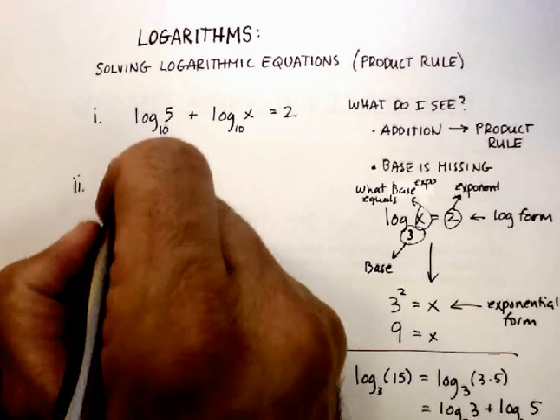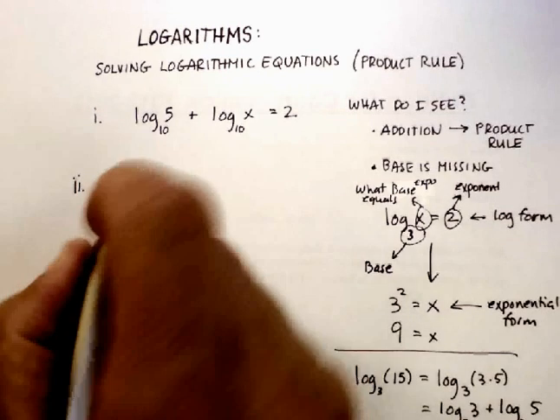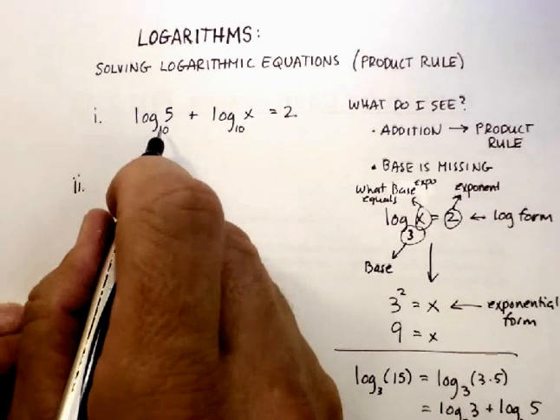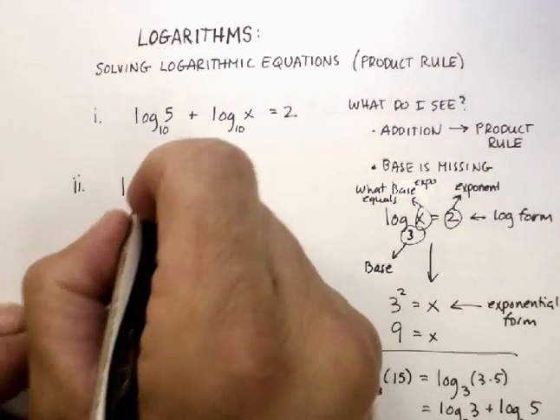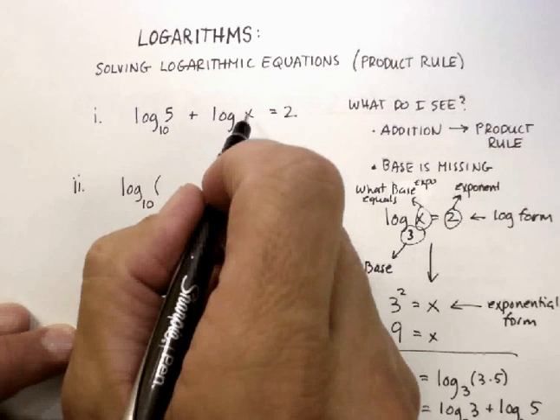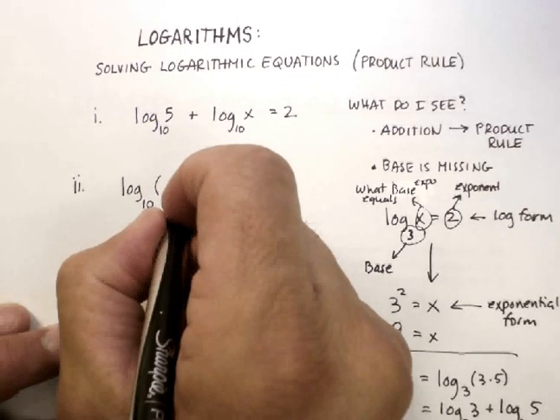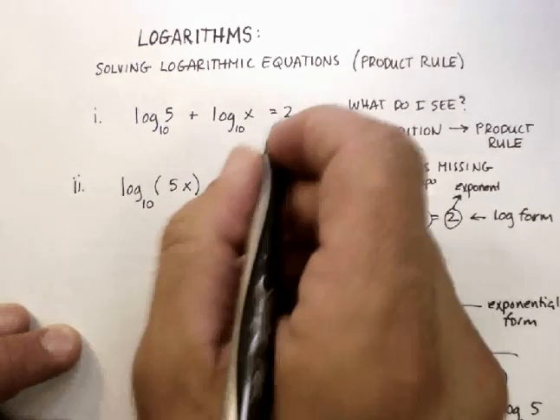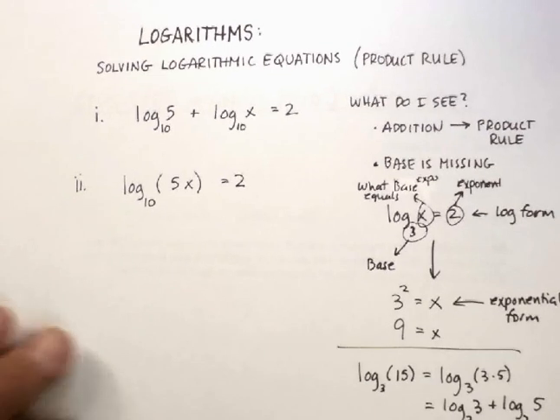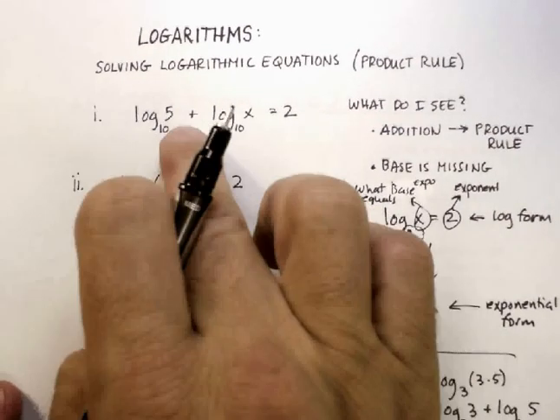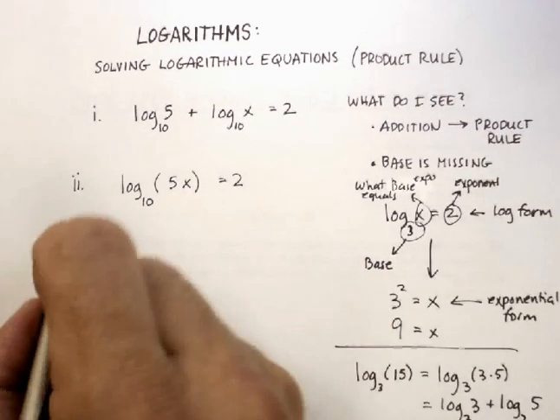So going back up here, how can we rewrite this problem as a product? Well, it's going to be log, again, base 10. I just know that it's a 10 because even though it's not appearing there, we know that it's base 10. It's going to be equal to the 5 times the x. And again, that's equal to 2. Okay, so again, addition, make it a product.